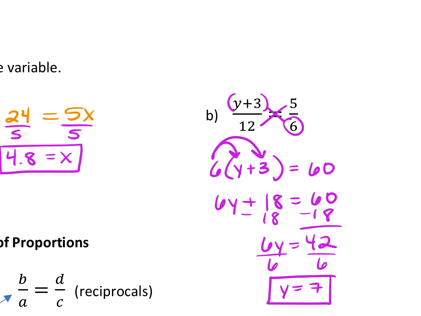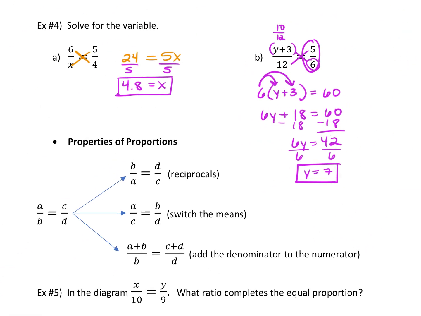Okay. And you could just plug it back in if you want to check it. 7 plus 3 is 10 over 12, and 10 over 12 does reduce to 5 over 6. So you know you got it right then. How we holding up? We're almost done. Good with that? Okay, here we go.